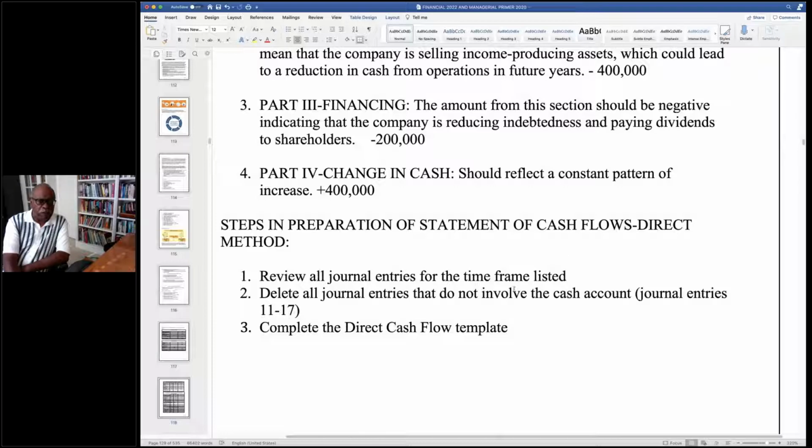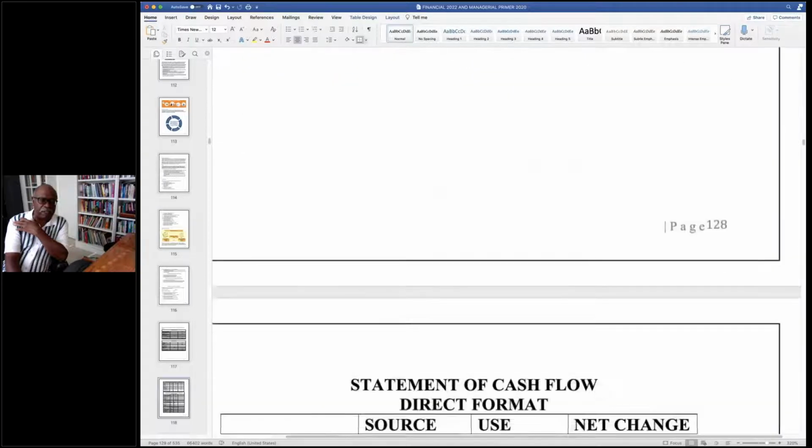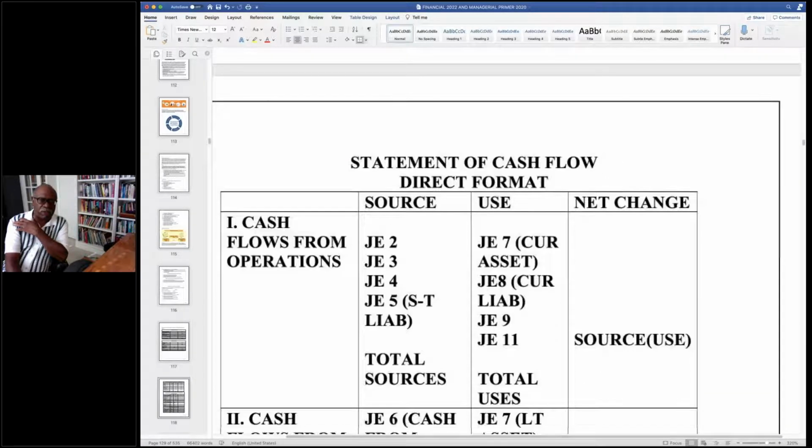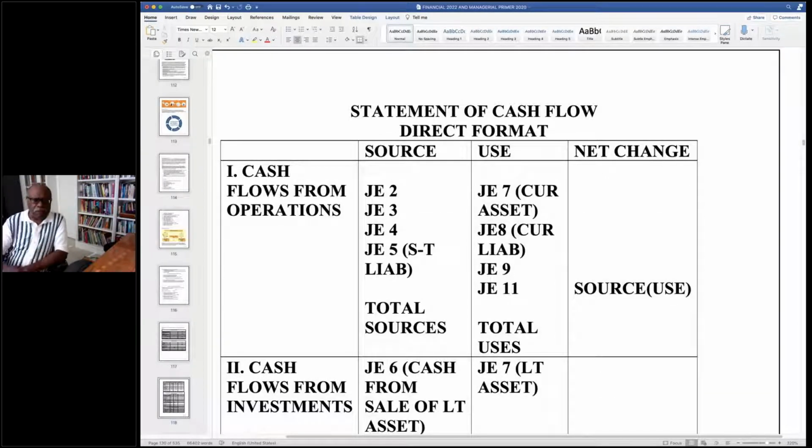We're going to review all journal entries. So we're doing this simply now for the time frame listed. If a journal entry didn't involve cash, we're going to delete it. And then we're going to complete a template. So I got a template. You just have to fill in the template and you will have a cash flow statement. Now, here is an explanation of the template.